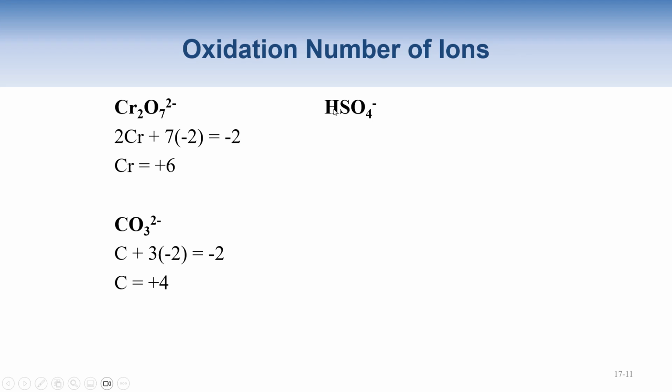HSO4-, we have hydrogen, which is +1, oxygen, which is -2, and we have to solve for sulfur. So we have 1 sulfur, which we don't know what it is. We have 1 hydrogen, which is +1. We have 4 oxygen, and each oxygen is -2. And we're going to set it equal to the charge on the compound of -1. When we do the algebra, S is +6.